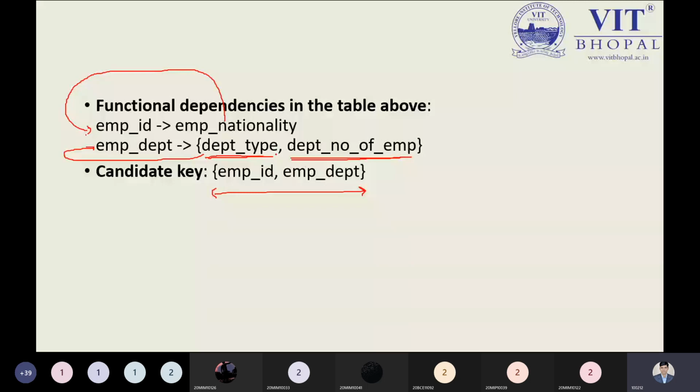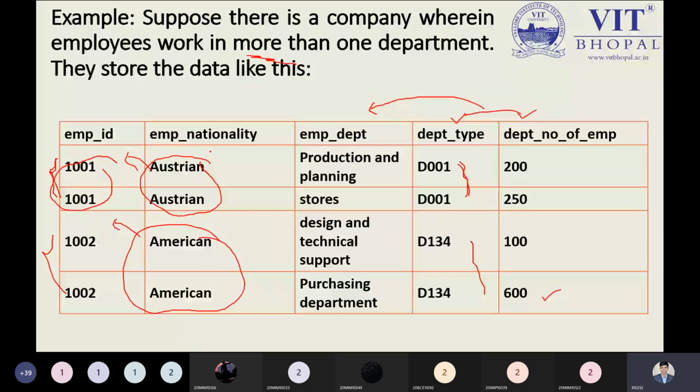So employee department we are having. See what those are: production planning, store design, technical support and purchase department. So this could be part of our key attributes, because all these values which are represented by the employee department are identified by a unique name. So we can make this attribute our key attribute. So that's why we are putting the composite key over here, employee department along with the employee ID.